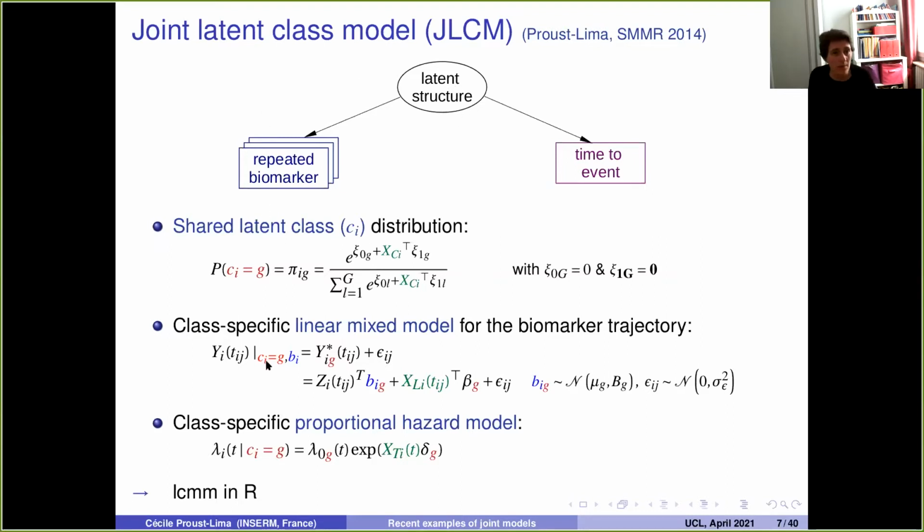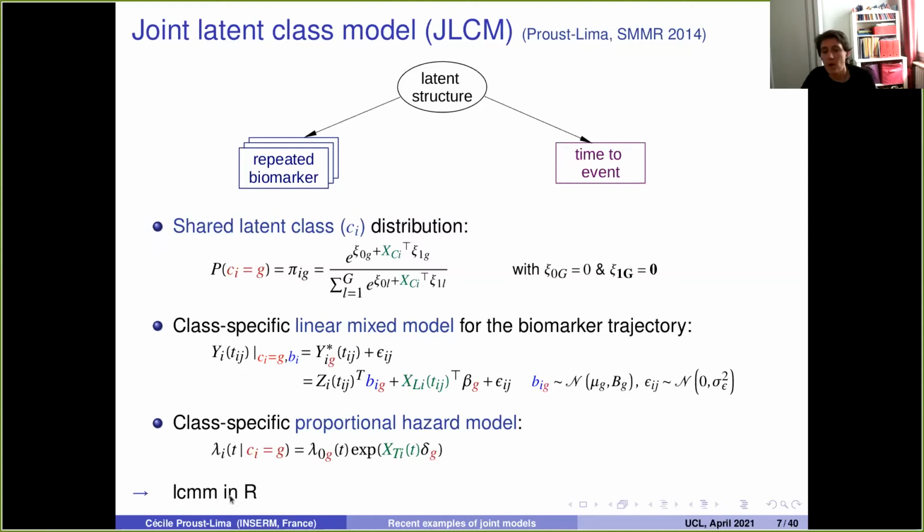So now, given my latent class, this is also a linear mixed model, but now the parameters at the population level and the distribution of my random effects can be different from one latent class to the other. And so I will have different profiles of trajectory. Then I can also look at the time to event given this latent class structure. And this is very easy. I just need to define a proportional hazard model where, for example, my baseline risk function is different in each latent class. We have developed this methodology in LCMM in R.